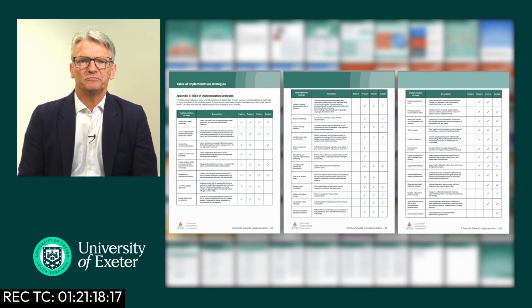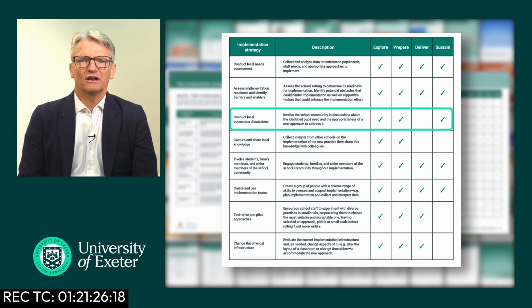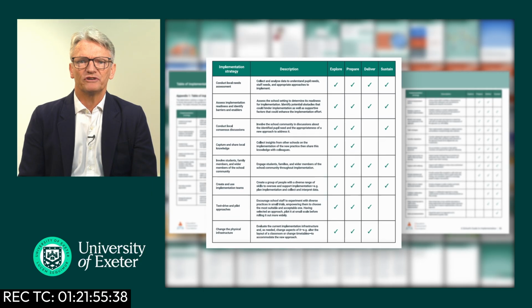We can select strategies based on when they might be used, as already mentioned and indicated in the guidance report. For example, the strategy conduct local consensus discussions is where the school community are involved in the discussions about the need for a new approach and the appropriateness of the approach. This is employed in the explore and prepare stages to address whether the identified problem or need is important and whether the new practices to address the identified problem or need are appropriate. But this could also be used later to assess whether the need still exists and how well the approach has addressed the need to date.